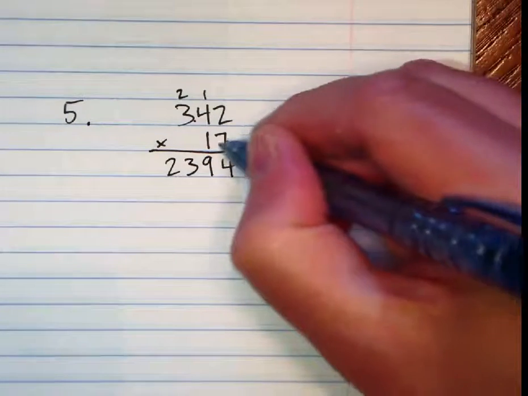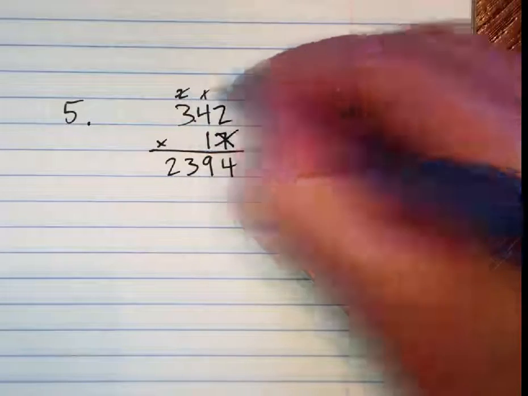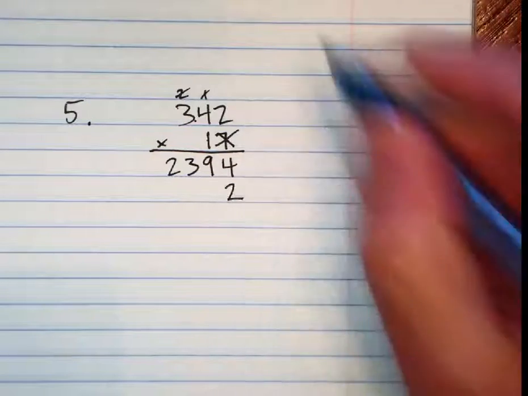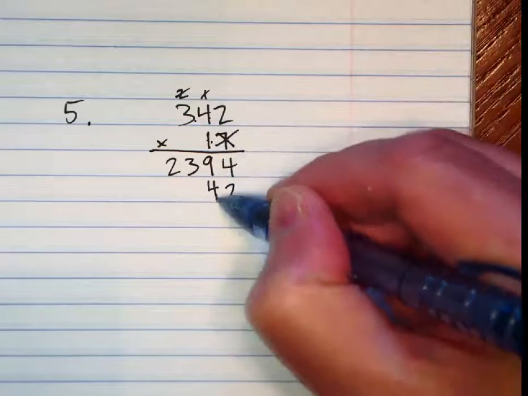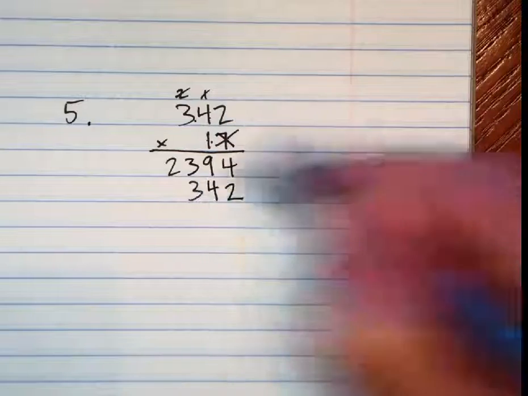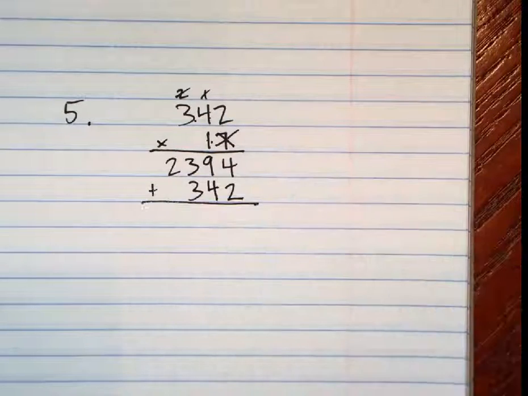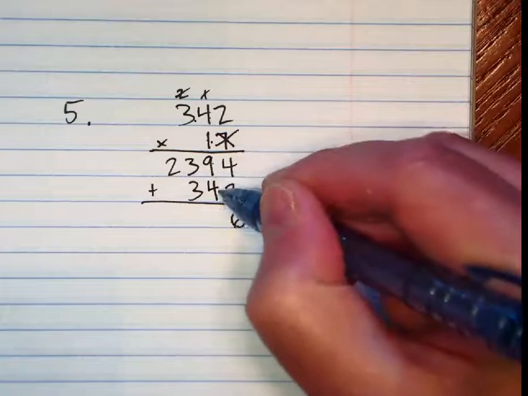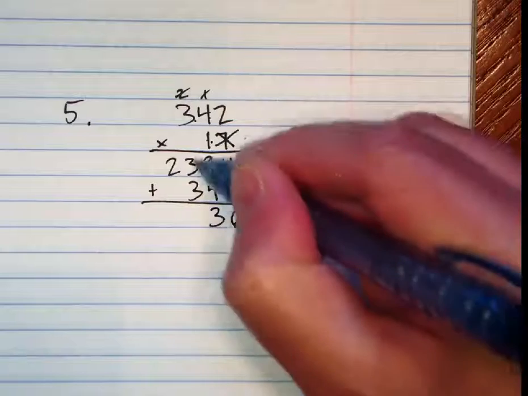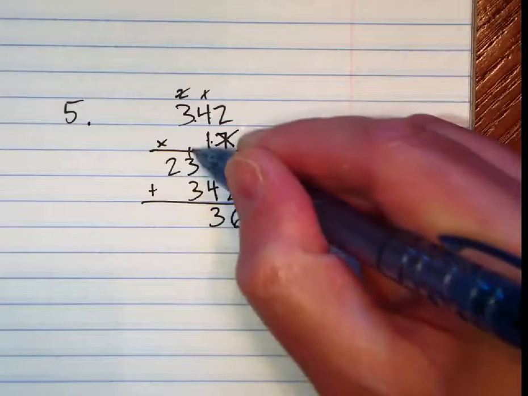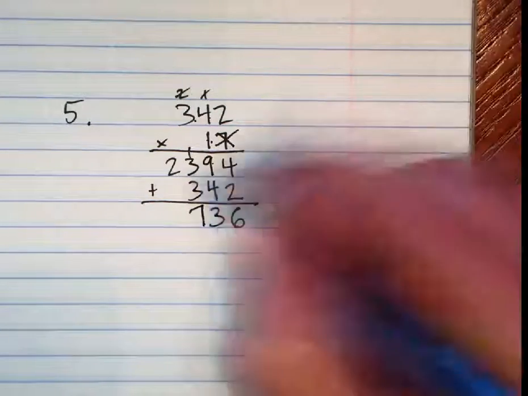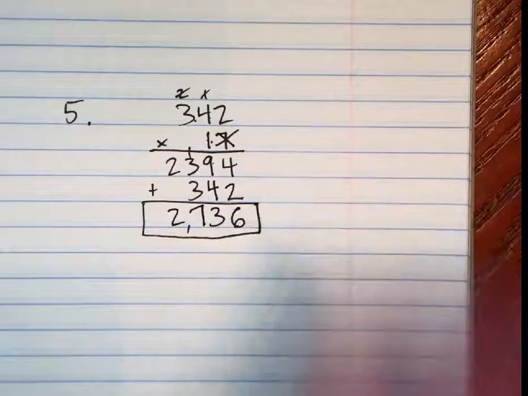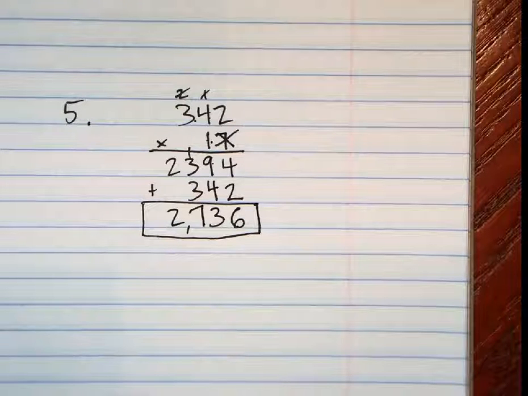Then for the second row, remember, I'm going to cross off this number, and I'm going to cross off my little numbers. Then 1 times 2 makes 2. 1 times 4 is 4. 1 times 3 is 3. And then I'm going to add those two rows. 4 plus 2 makes 6. 9 plus 4 makes 13. 3 plus 3 is 6, plus my 1 makes 7. 2 plus nothing is 2. So 2,736. And that is number 5.